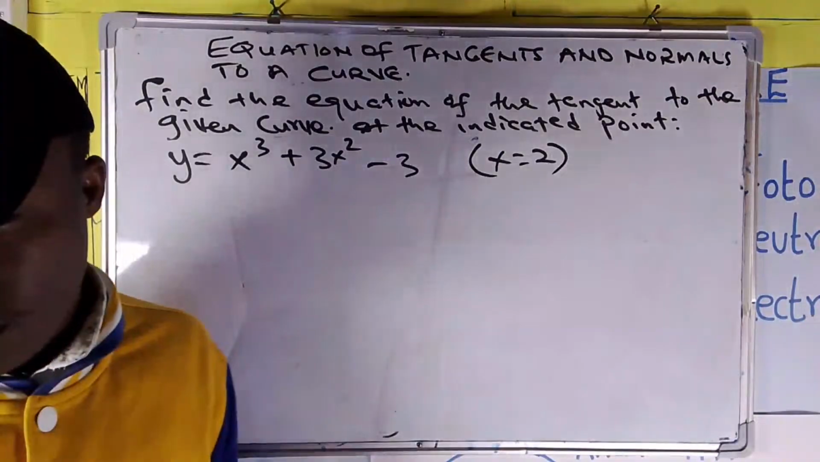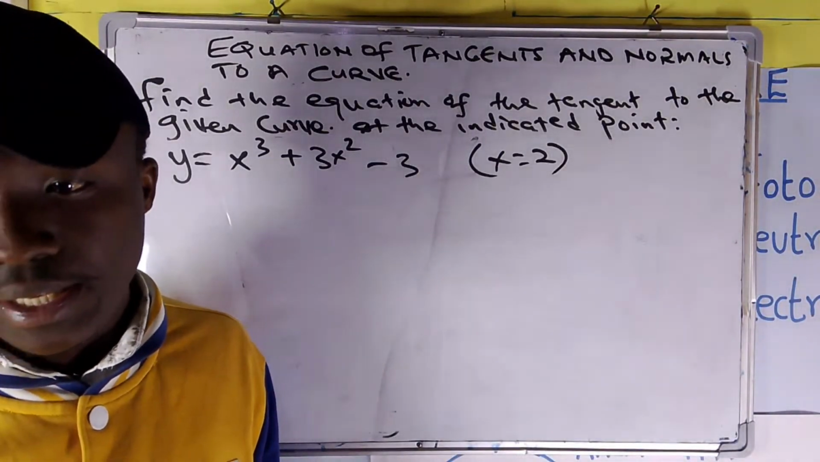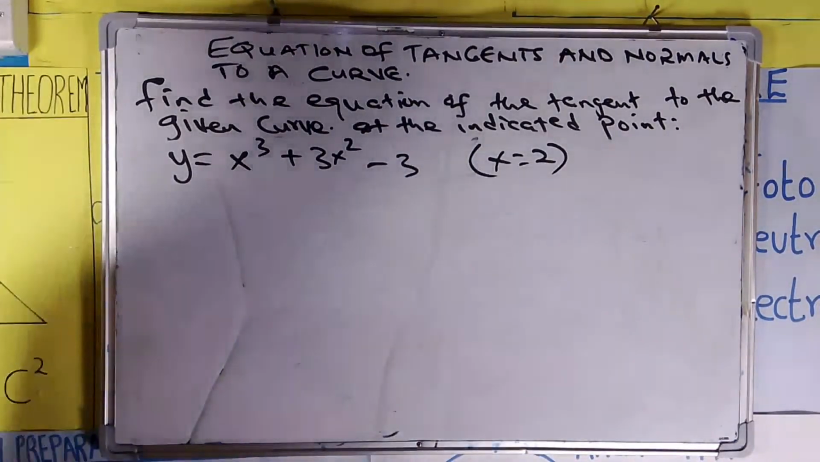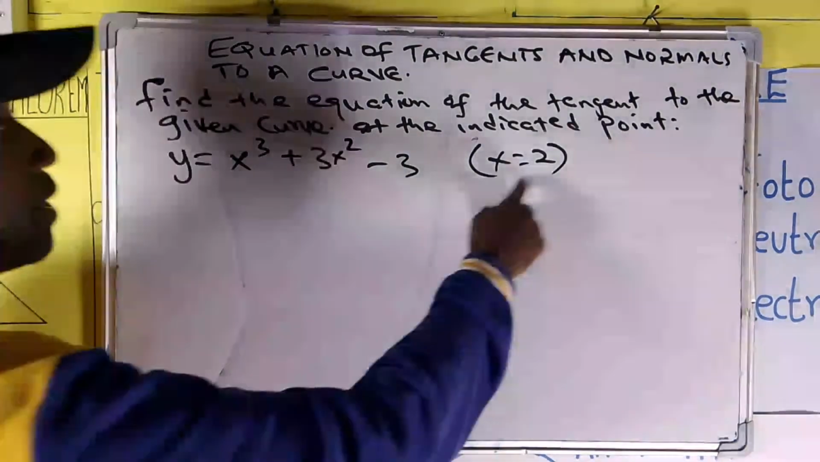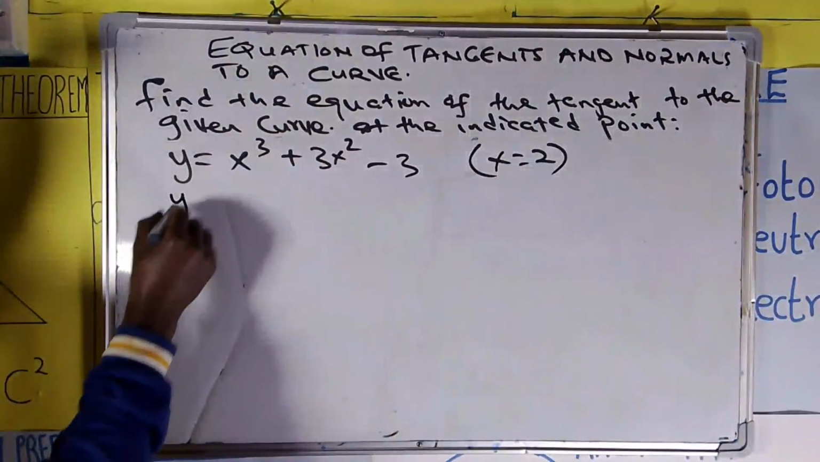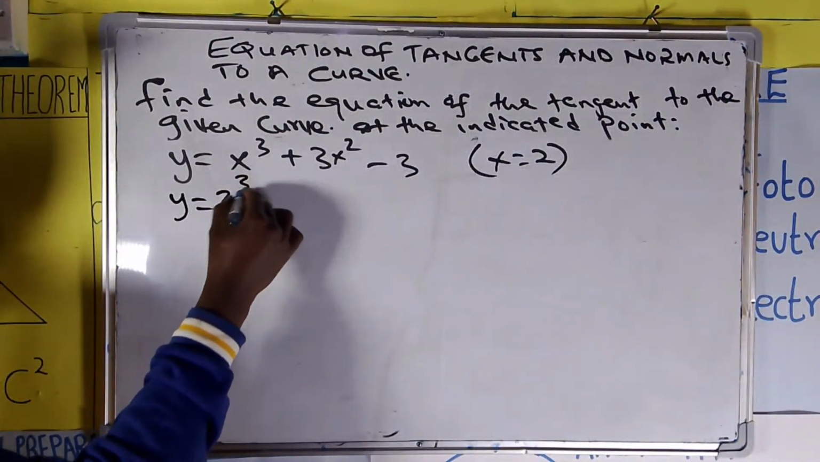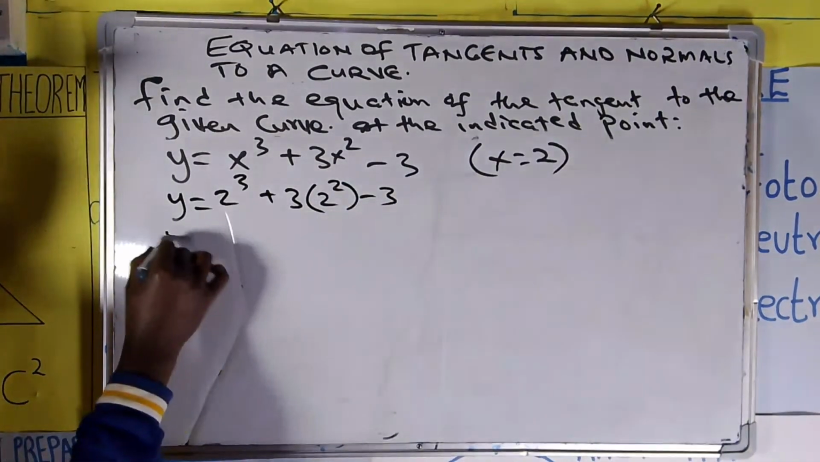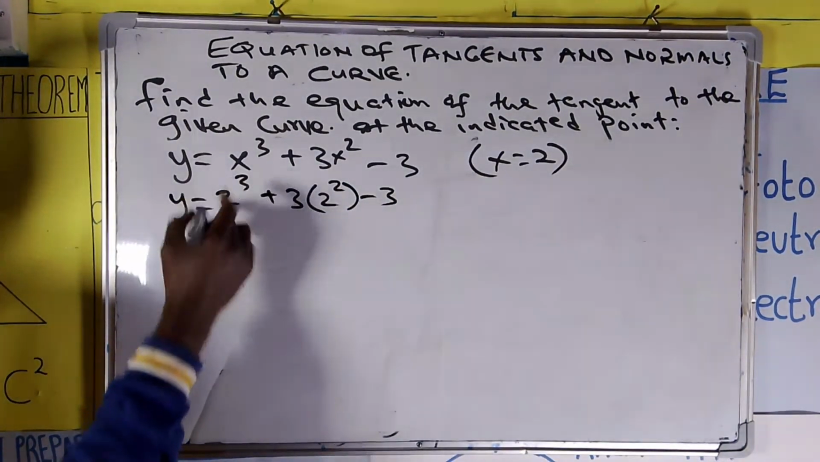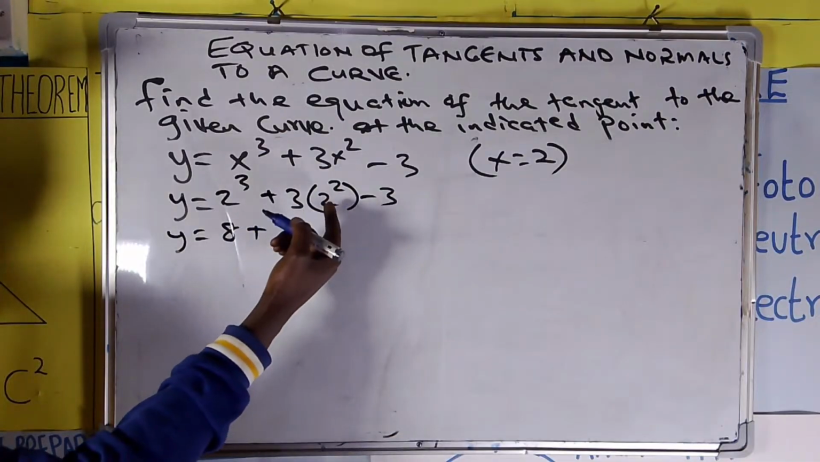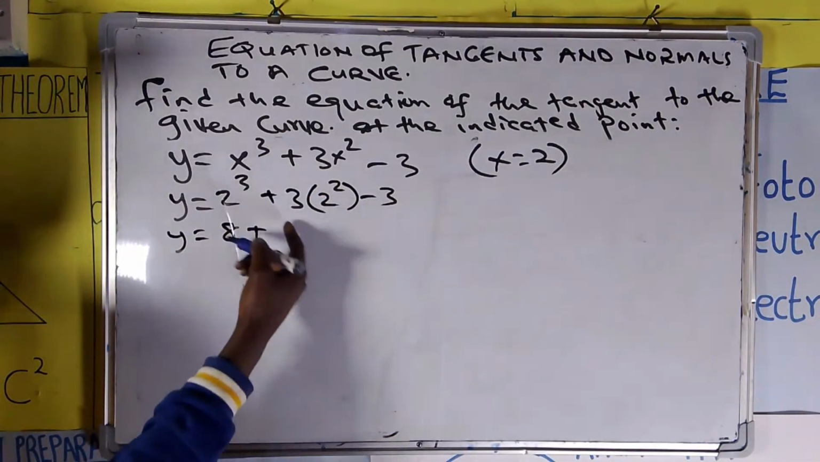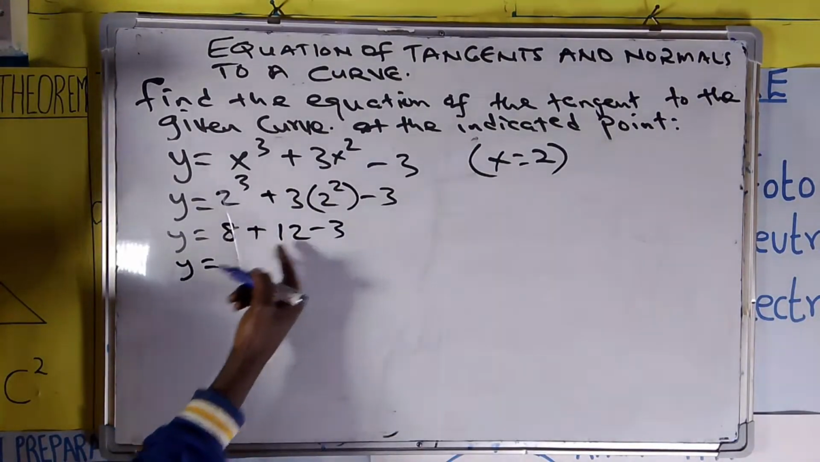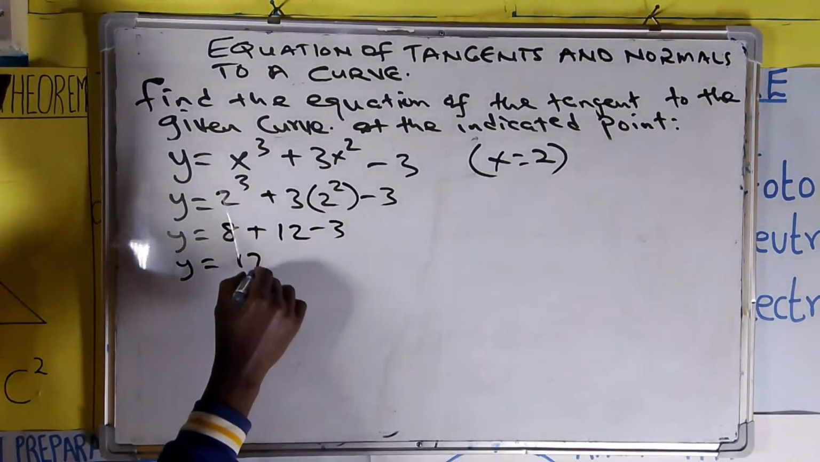So what we are going to do here, in this case, you have not been given y, so first we find y to make work easier. First we find y when x is equal to 2. So y will be 2 cubed plus 3 times 2 squared minus 3. So 2 cubed is 8 plus 2 squared is 4 times 3 is 12, minus 3. So we get y as 8 plus 12 is 20, 20 minus 3 is 17.